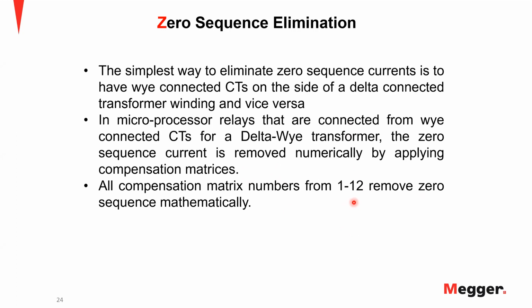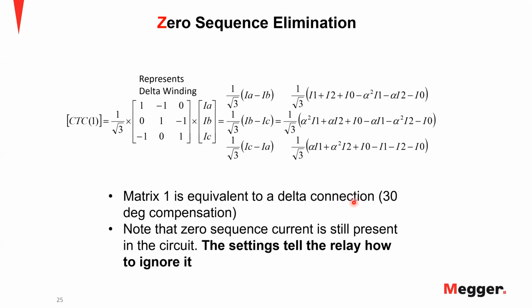So let us take a look at an example of how this is removed mathematically. So this is an example of compensation matrix number 1. It's a CTC1, and it represents the delta winding. So I have a 1/√3 factor here multiplied with my matrix, and I'm using that compensation matrix with the currents that are being fed into the relay by the CTs. So by doing that, I'm going to get these three equations.